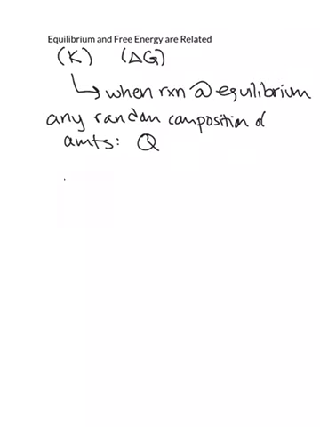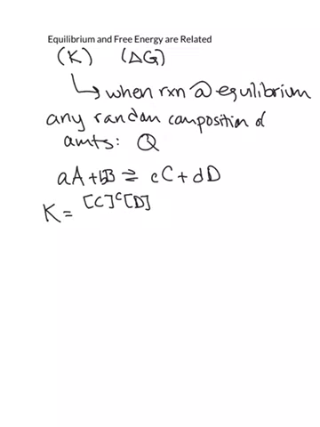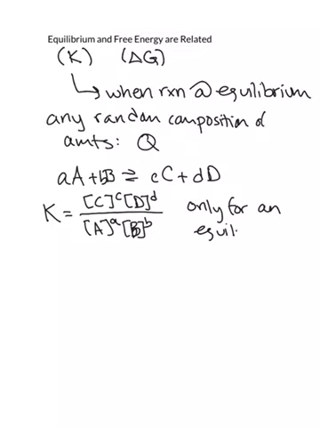So again, I'm going to think about my favorite chemical reaction. A plus B makes C plus D. And we already know that if I wanted to calculate a K, I would calculate it with C to the c, D to the d. So products to their exponent coefficients over reactants to their exponent coefficients. And I would be ignoring phases like solid or pure liquid because they don't belong here. Now this is only for what we call an equilibrium mixture.